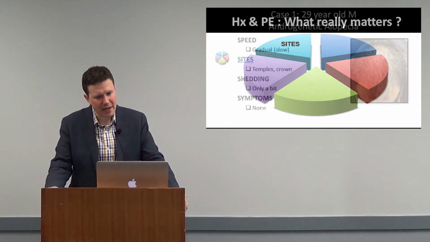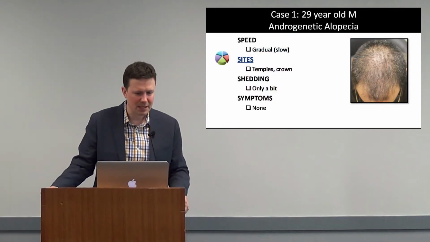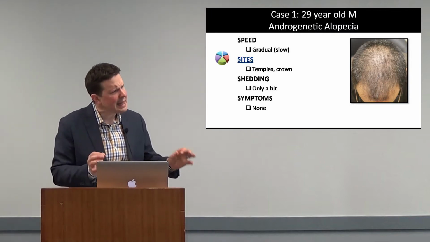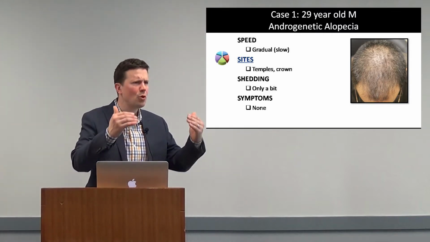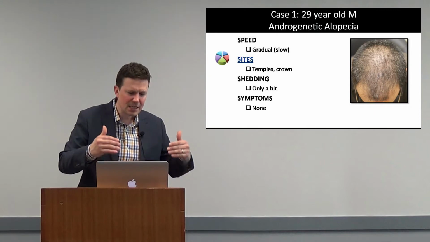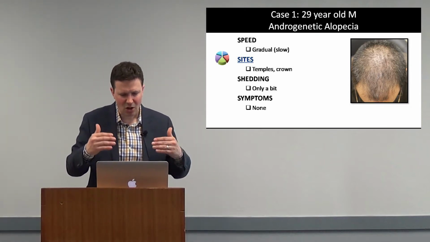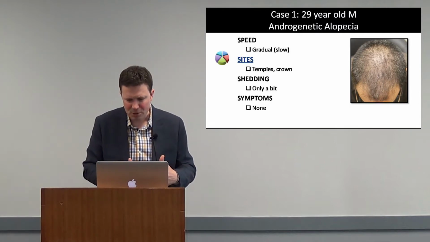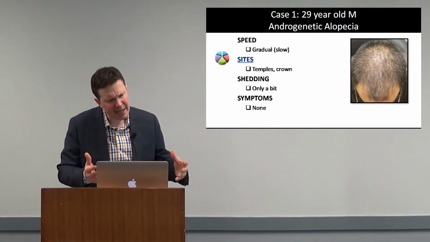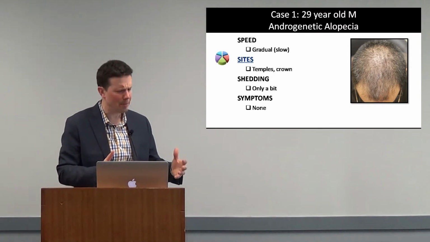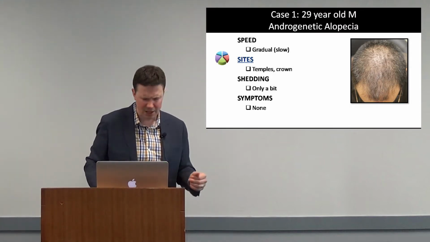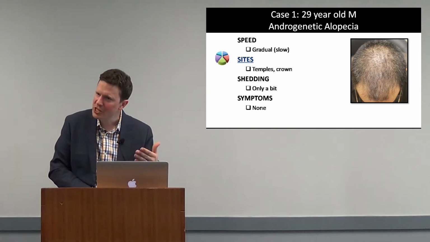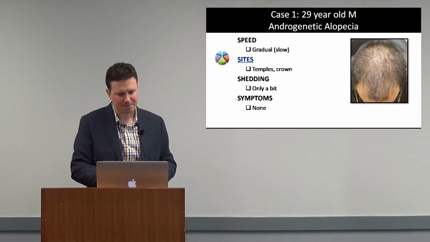This is a patient who's 29 and is developing some hair loss in a very slow manner. But the key thing about this patient, when we go through these 5 S's, is the sites that are involved. This patient has hair loss starting in the temples and in the crown, and then the mid-scalp becomes involved as well. He's shedding a bit more than normal, but nothing too alarming, and he doesn't really have anything in terms of scalp symptoms. This is very typical of androgenetic alopecia or male pattern balding.